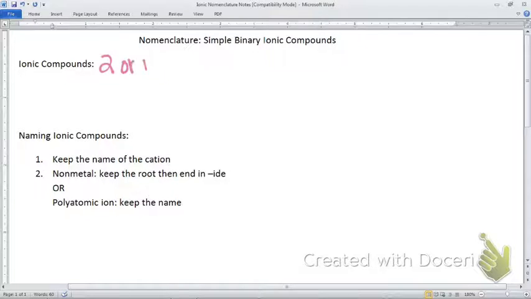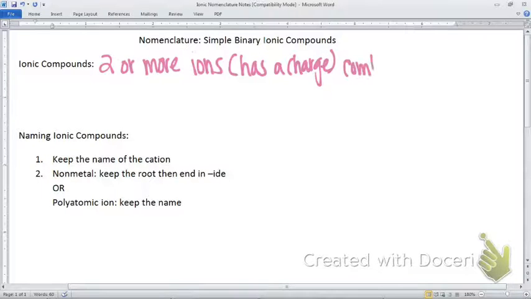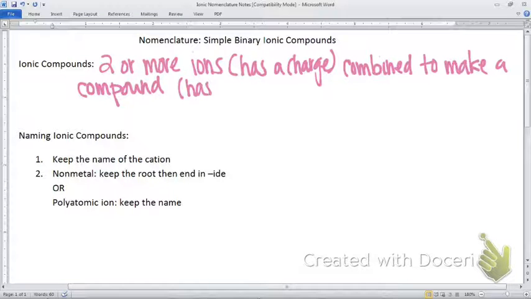An ionic compound is made up of two or more ions, and an ion is an atom or group of atoms that has a charge. These two or more ions combine to make a compound. A compound, however, does not have a charge. It's neutral, or we can also say that it has a zero charge.